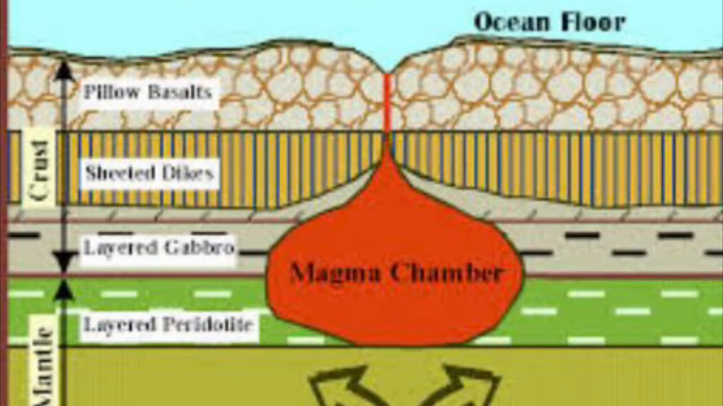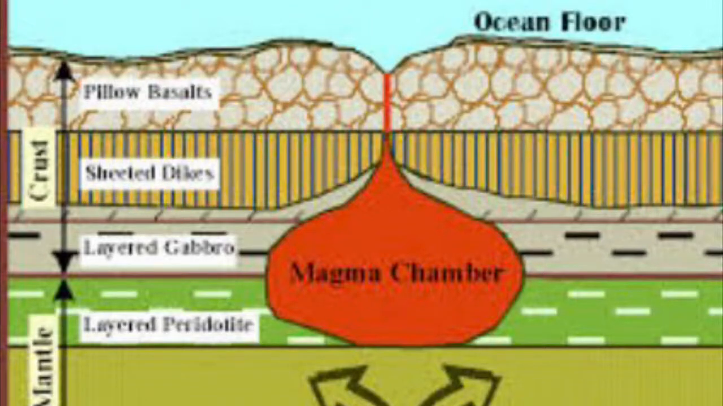Above the olive green mantle layer is a layer of what they call layered peridotite, and that just means where peridotite has melted in the bottom of the magma chamber and then just forms these light and dark layers. Looks like a sedimentary rock.